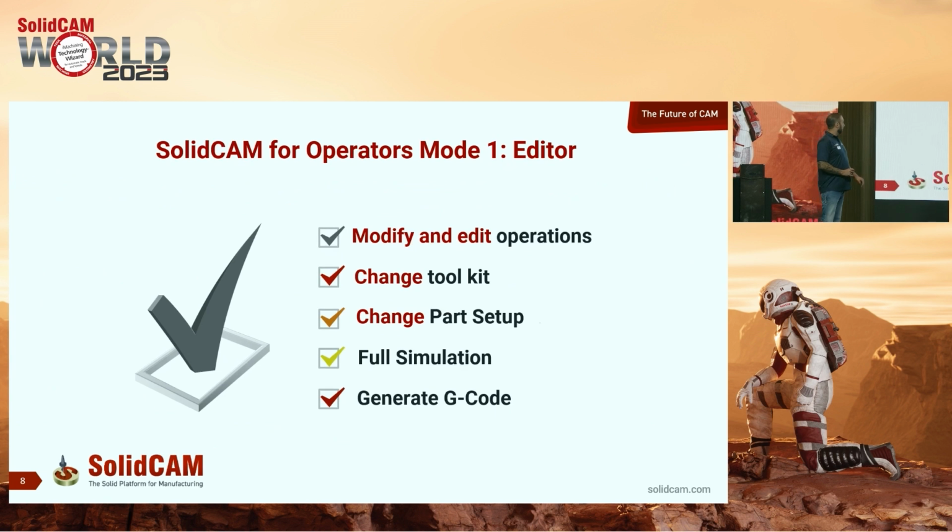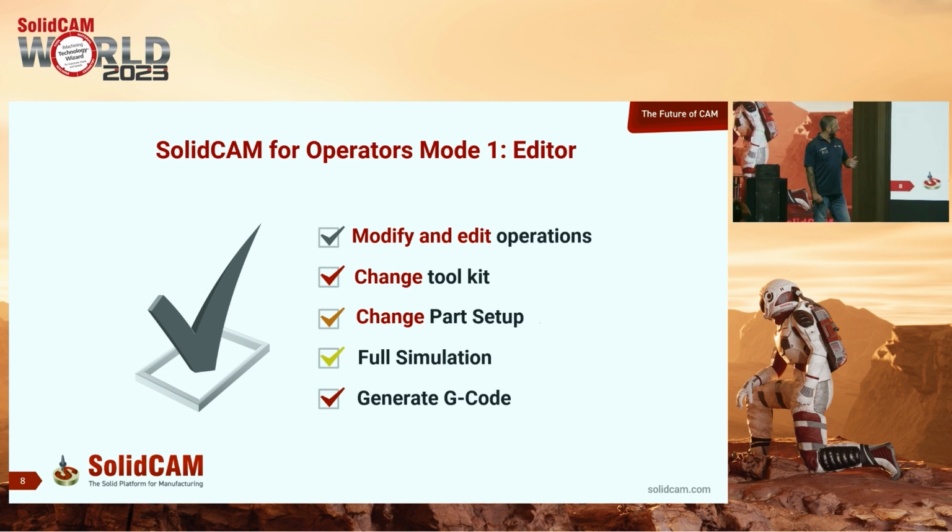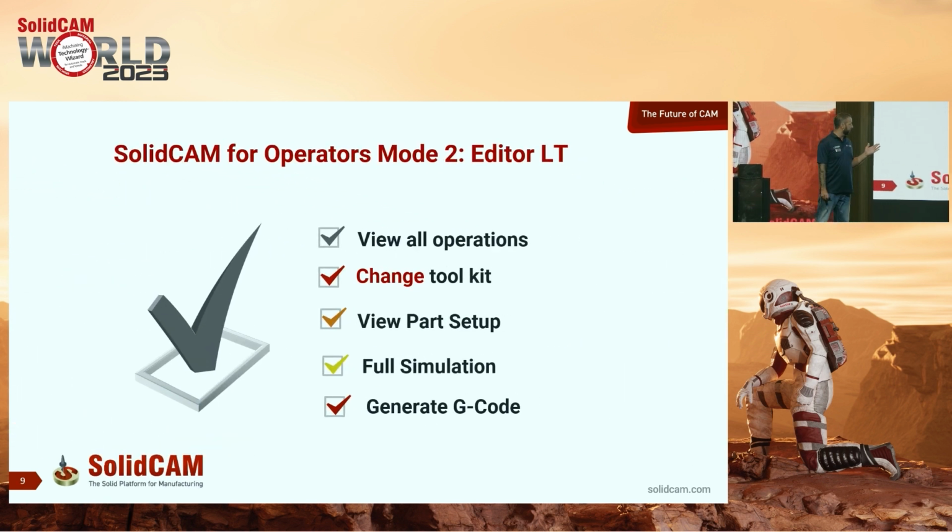So what's in the editor? I can modify my operations. I can go in there and do simple modifications. I can make holes larger, smaller, whatever I need. I just cannot add new geometry. I can modify any geometry that's there, I just can't add new. I can change my tool kit. If I have to swap out tools, I can switch out my feeds and speeds. I can change my coolant options, as well as run a full simulation.